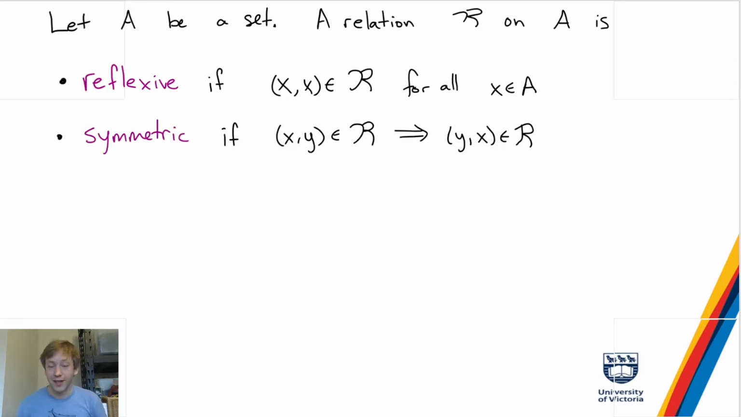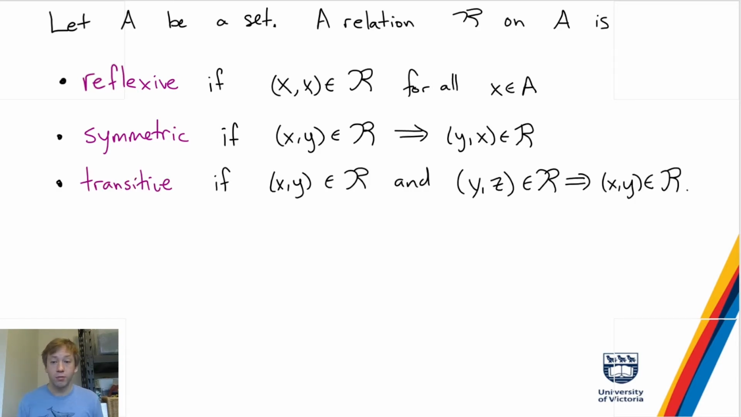The second key condition is that it's symmetric. So a relation is symmetric if whenever x is related to y, then y is related to x. The way I'm writing it here is with a logical implication. So I'm writing that (x, y) being in the relation logically implies that (y, x) is in the relation. This is the same thing as saying that whenever x is related to y, you also have that y is related to x. The third property is transitivity.